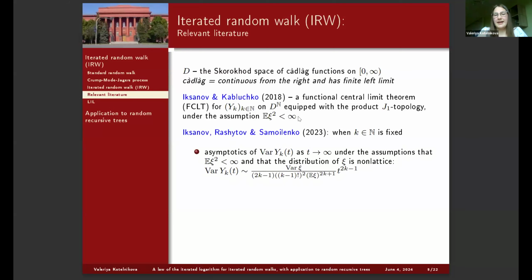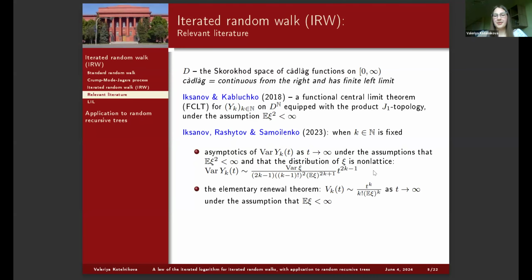A bunch of other results is due to a recent paper from 2023 by Iksanov, Rashytov, and Samoilenko. They have proven there a lot of different results, but we want to state only 3 of them. First is that for fixed generation k, they have found an asymptotic behavior of the variance of process yk under 2 assumptions, which you can see on the slide. Then the behavior of the variance is some constant times t to the power 2k minus 1.